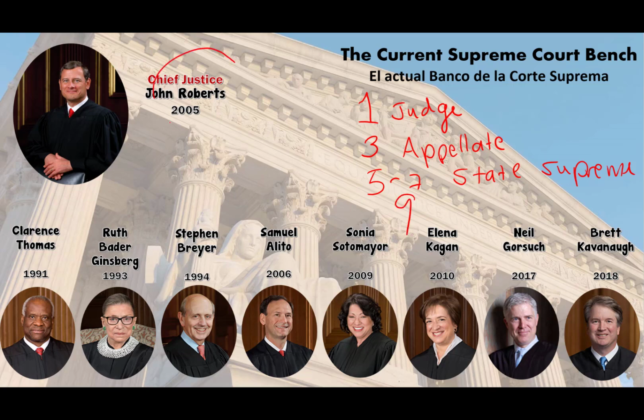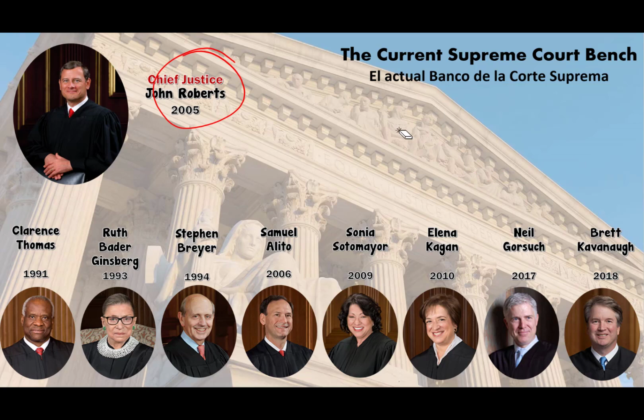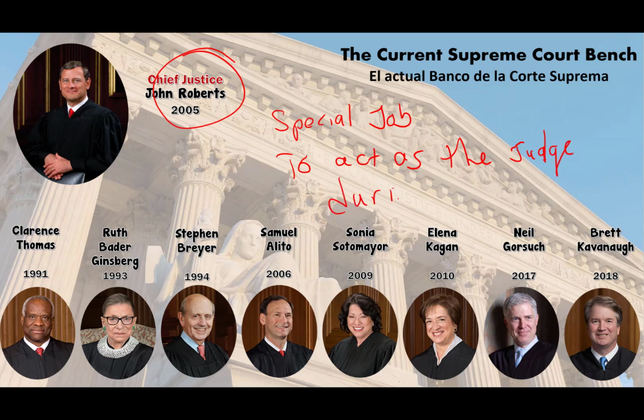You have a Chief Justice, who is John Roberts. The Chief Justice has one very important job. His special job is to act as the judge during impeachment. So when Donald Trump was impeached, John Roberts was the judge.